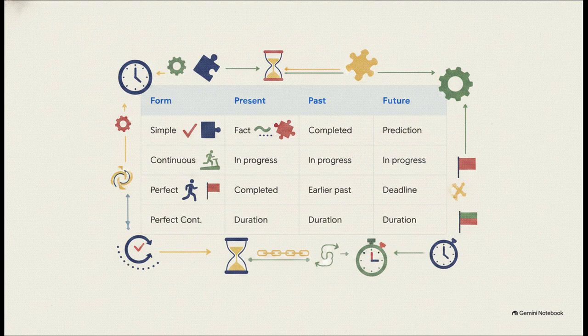It's that simple. The simple form gives us facts or completed events. Continuous means an action is actively in progress. Perfect means an action is completed before a certain point in time. And perfect continuous, that just focuses on how long an action has been going on. That's the whole shebang. Literally every sentence you will ever speak fits right into this framework.